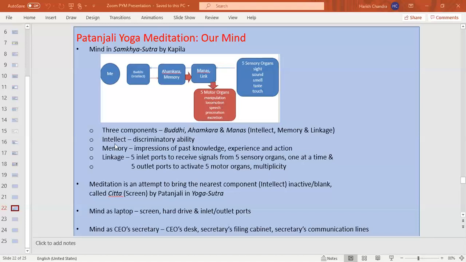So let's quickly look at it. This unit is, as I said, discriminative ability, where I think and decide, and even the action that I am going to take is decided here.